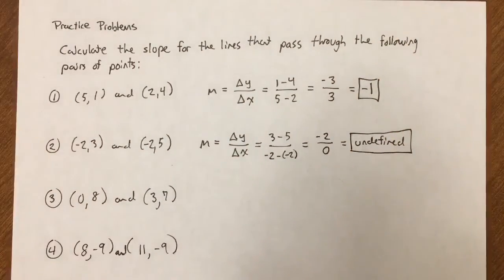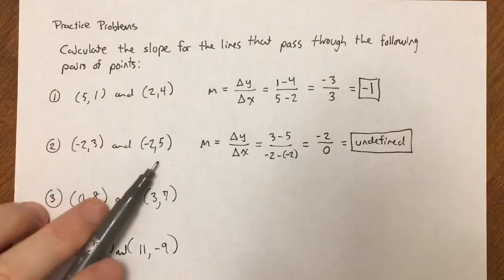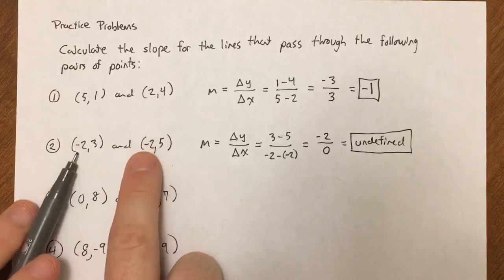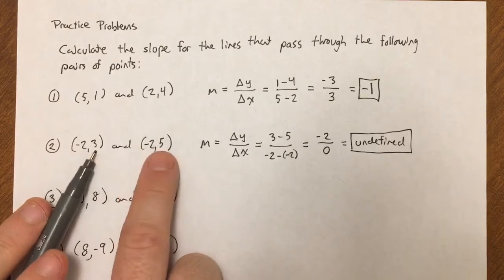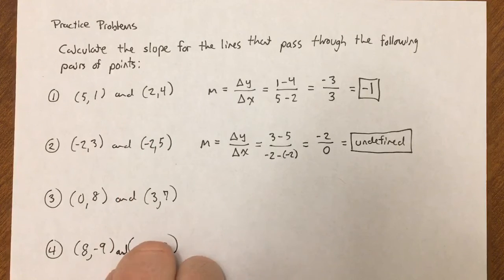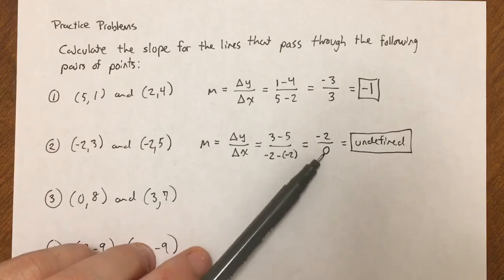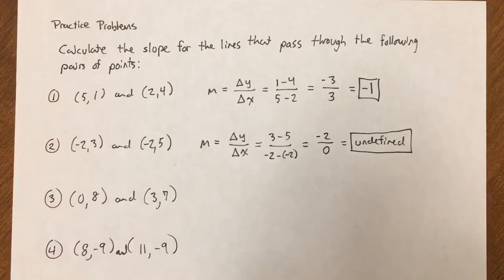So what does that tell us about our line? Well, our line would actually be a vertical line. That makes sense because look, there is no change in our x-coordinate at all. There's only a change in our y-coordinate. So do keep that in mind: all slopes that have a delta x of 0 are always undefined.